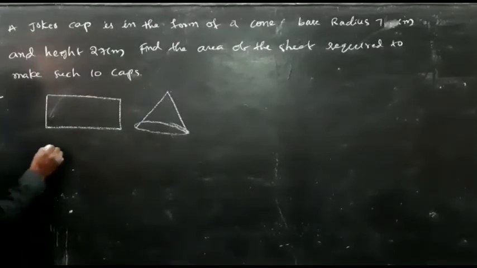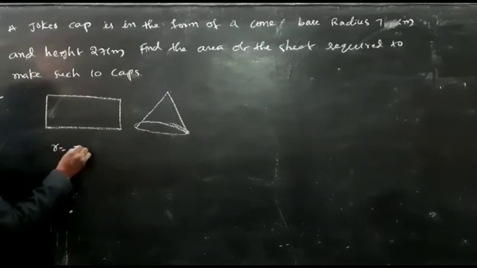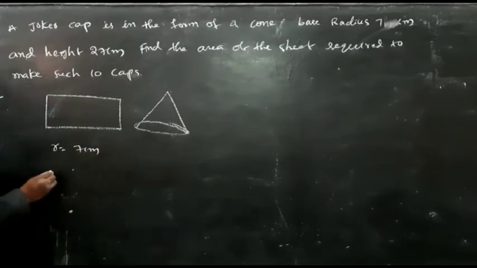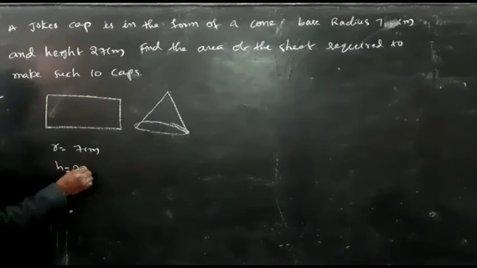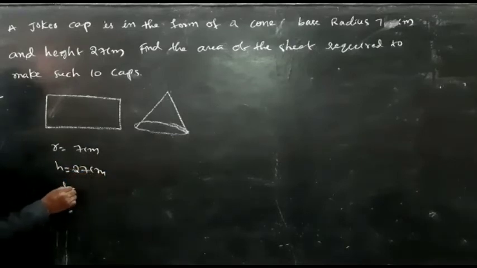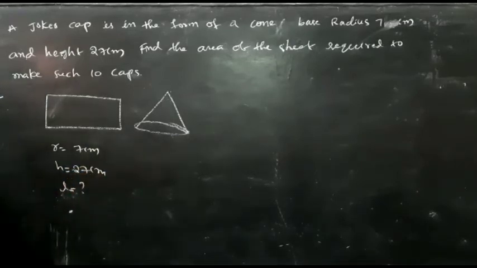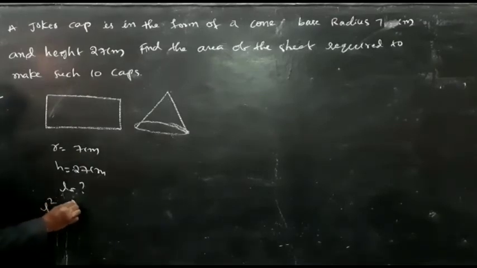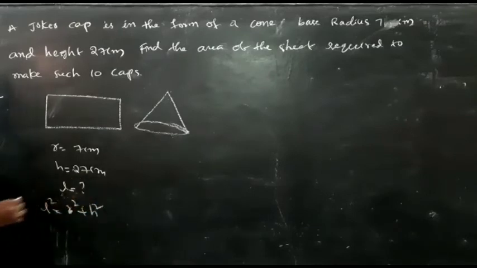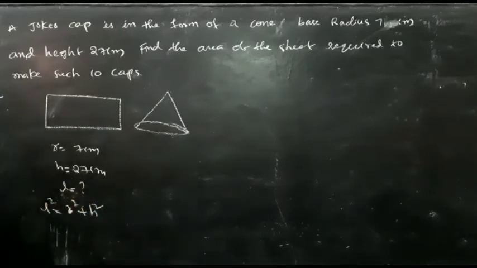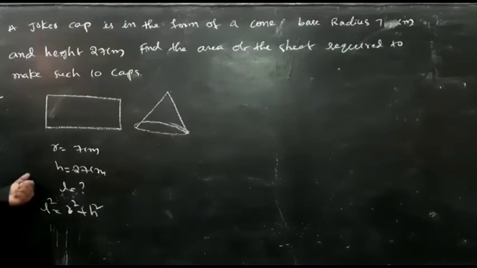Here base radius. What is the radius of the cone here? 7 centimeters. And height is nothing but 27 centimeters. Here what is not given? I don't know the length of the slant height. In a cone, to find the slant height, we can use the formula L square is equal to R square plus H square.